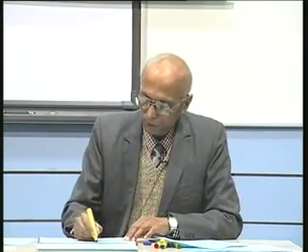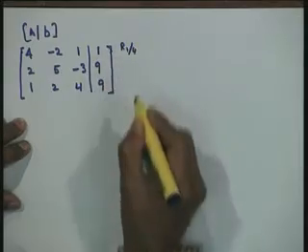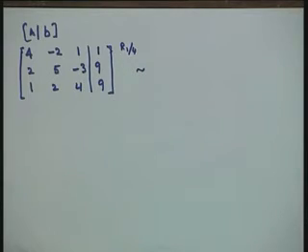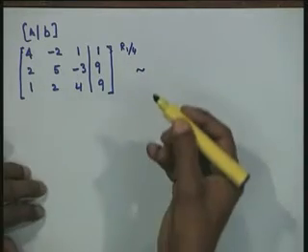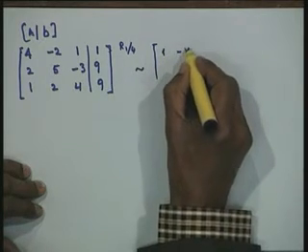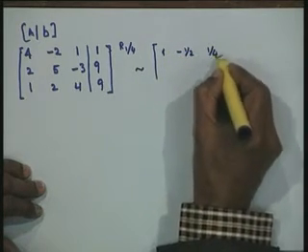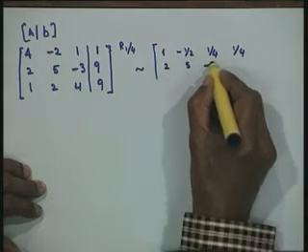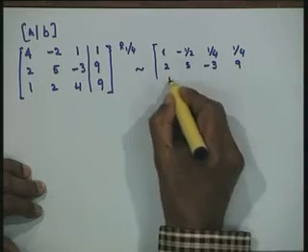Now, let us divide the first row by 4. So, I will perform the operation R1 by 4. Then I will use this notation to show that it is an equivalent system. So, the equivalent system I would get is 1, minus half, 1 by 4, 1 by 4. These elements stay as they are.